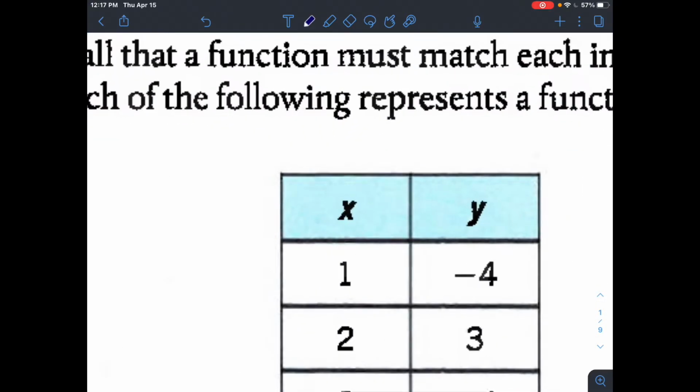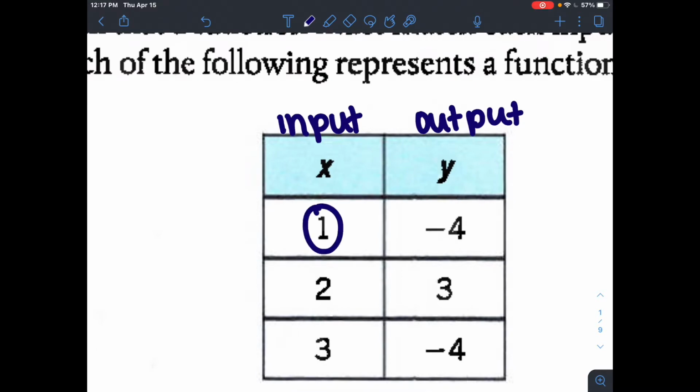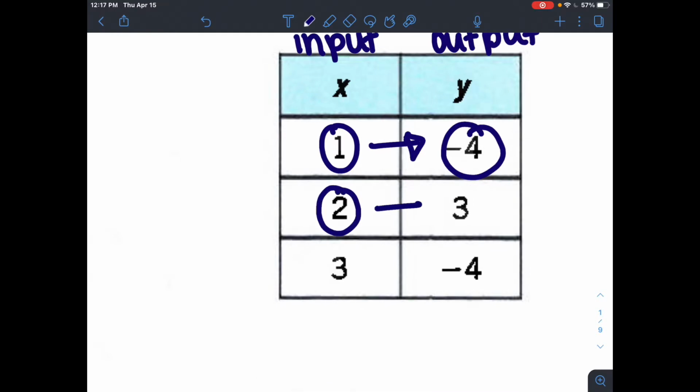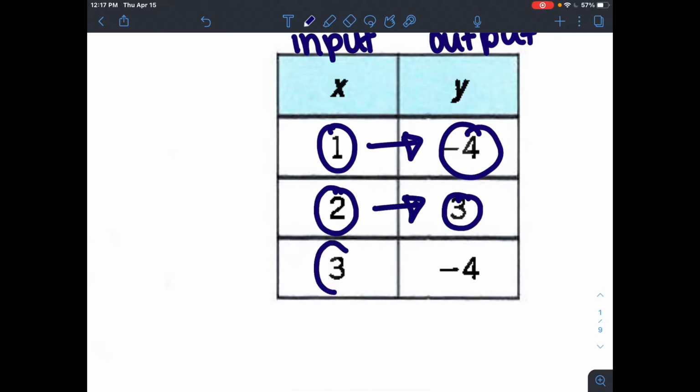So my x values are always my inputs and my y value is always my output. Okay, so if I plugged in a 1, I get out a -4. If I plug in 2, I get out a 3. If I plugged in 3, I get out a -4. Okay, one input, one output. It doesn't matter if the outputs are the same, that's okay. I just need one input to one and only output.